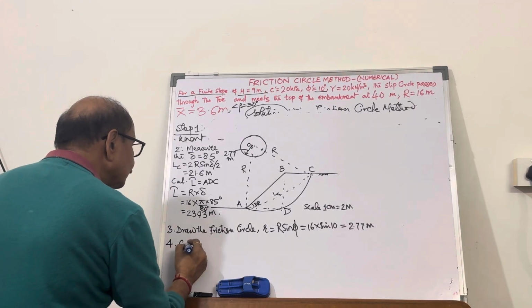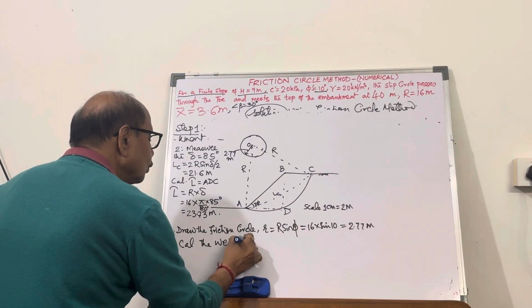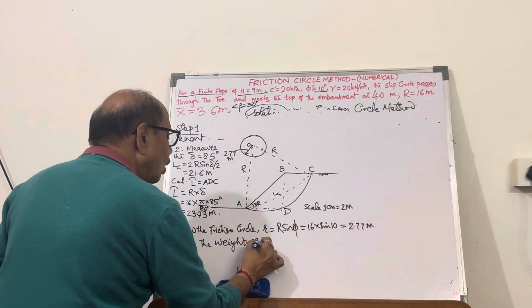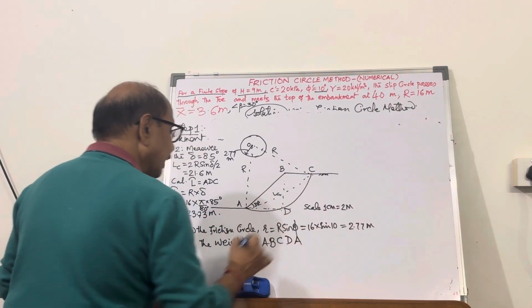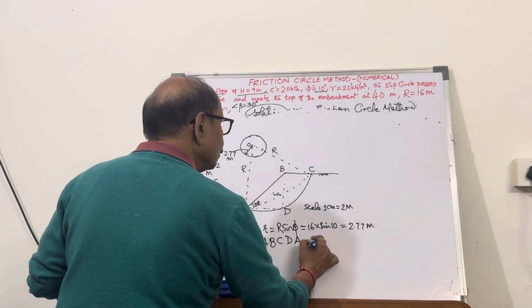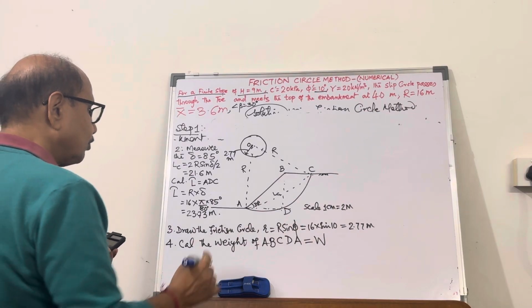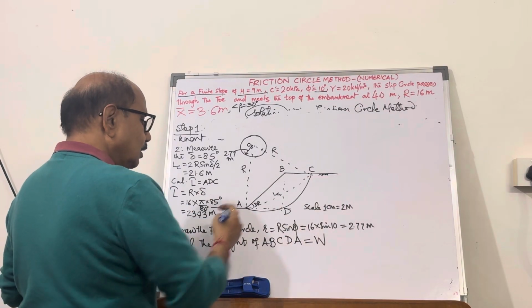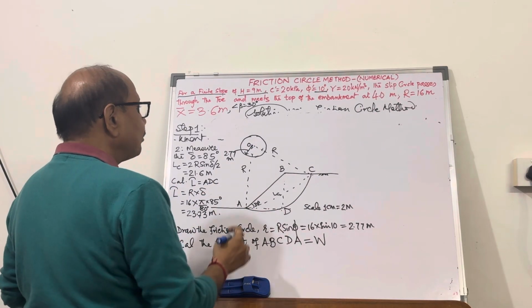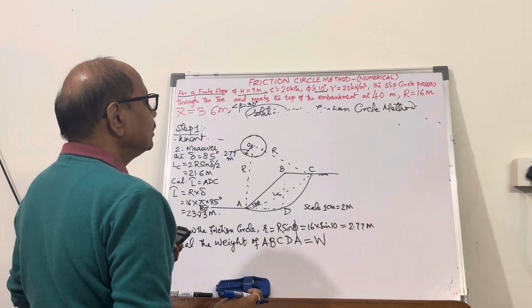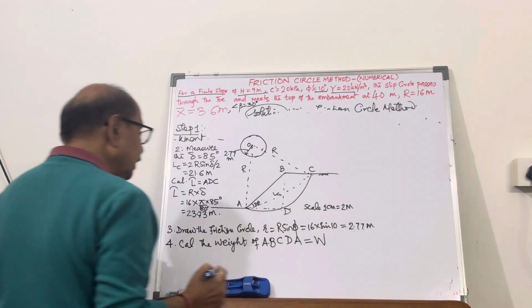So calculate the weight of A, B, C, D, A. Let's say it is W. So how will you calculate this weight? First of all, find out the area. And once you know the area of A, B, C, D, A multiplied by gamma, that is the unit weight, which is given as 20 kilonewton per cubic meter, that will give you the weight.